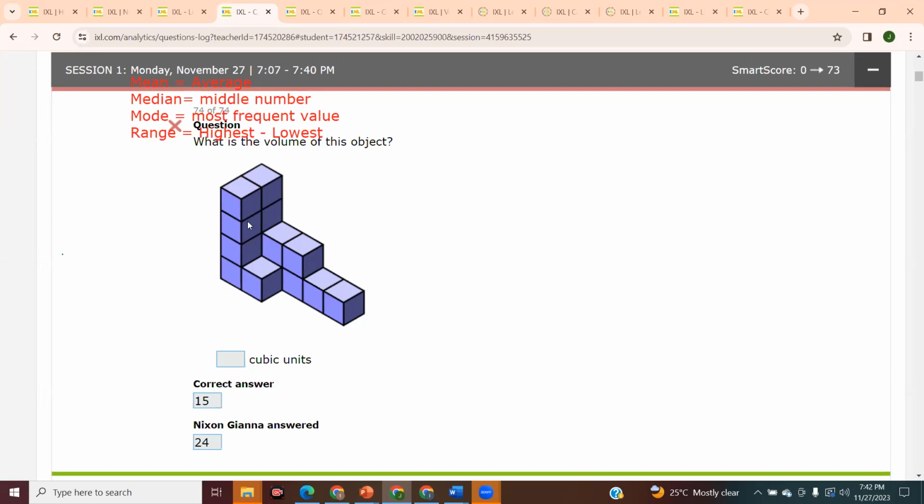So we have 2, 4, 6, 8. 8 for this block, right? Then 2 more will be 10, right? And then 2 more on top is 12. Do you see that, Gianna?